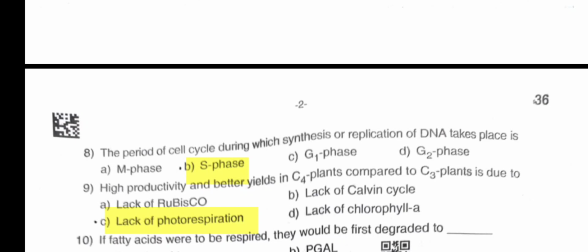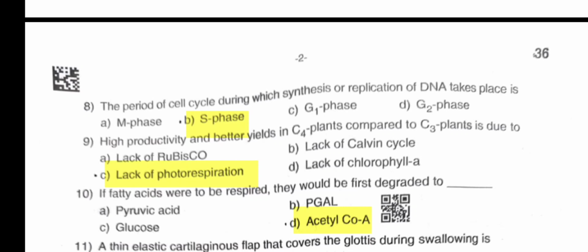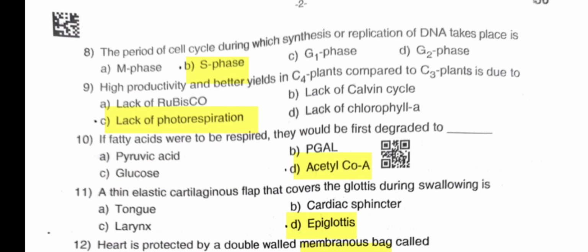High productivity and better yields in C4 plants compared to C3 plants is due to lack of rubisco, lack of Calvin cycle, lack of photorespiration, or lack of chlorophyll A. The right option is option C, lack of photorespiration. If fatty acids were to be respired, they would be first degraded to pyruvic acid, PGAL, glucose or acetyl. Option D, acetyl coenzyme A.